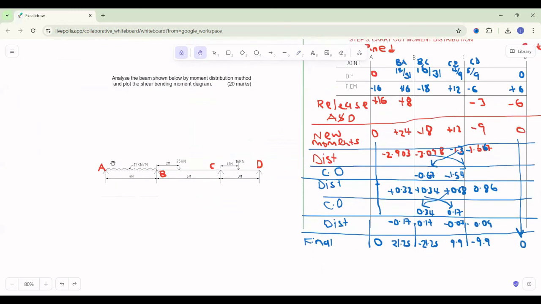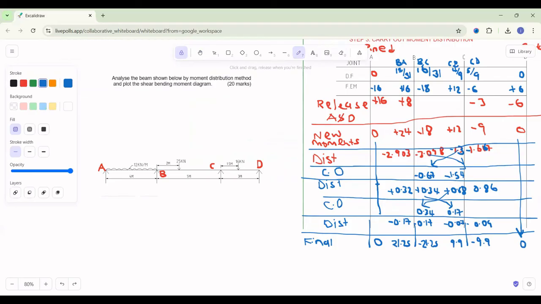First of all, you need to calculate the sagging moment between span AB. So the sagging moment for span AB is WL squared all over 8, which is 12 times 4 squared divided by 8. This will get 24.